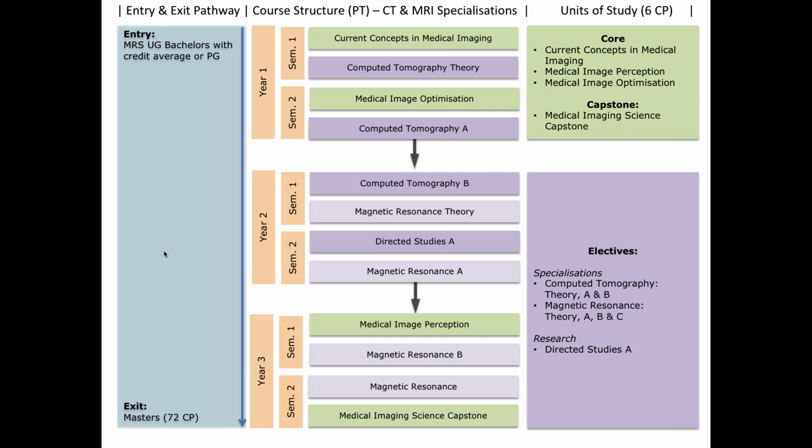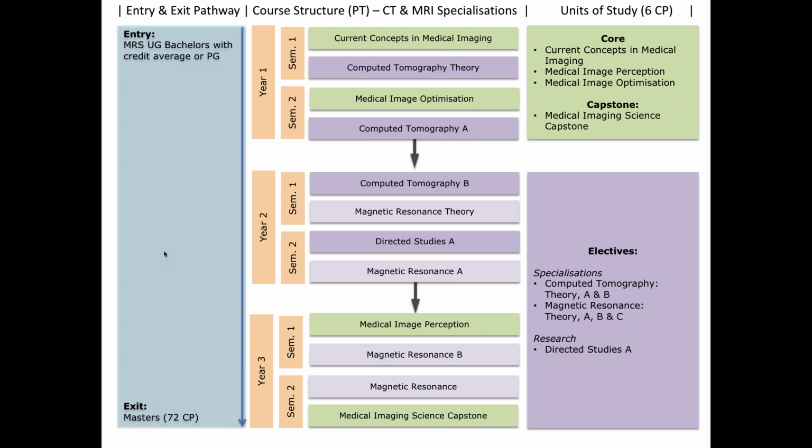Now, to complete the specialization in the computer tomography, you need to do the directed studies A subject, which is a project-based subject where you'll do a particular investigation wrapped around what you've learnt in the computer tomography theory and A and B subjects.